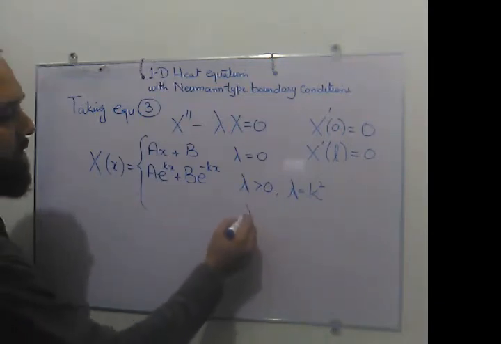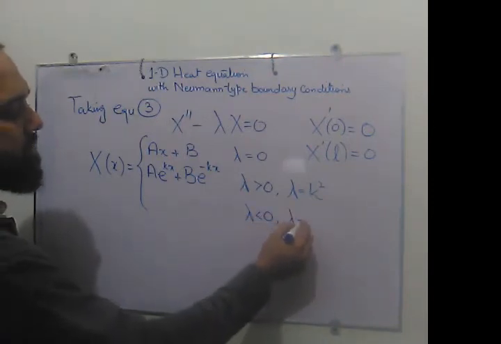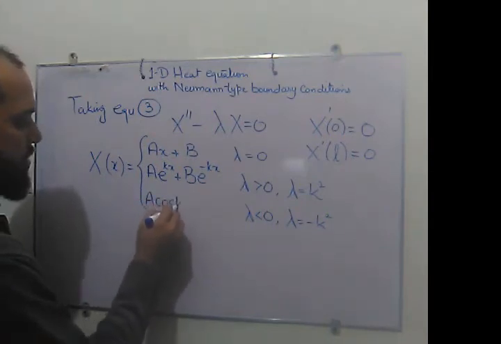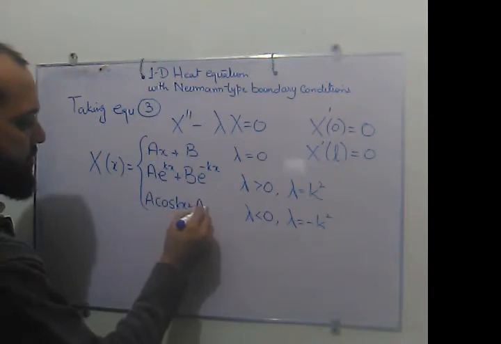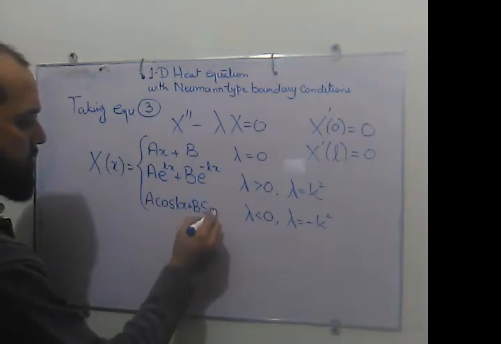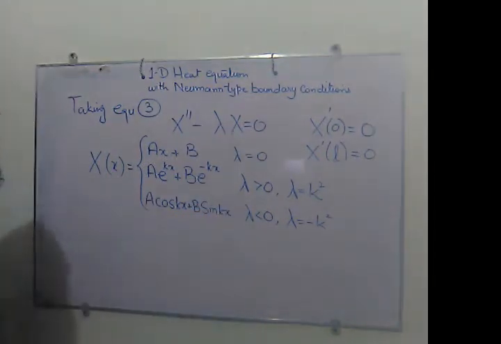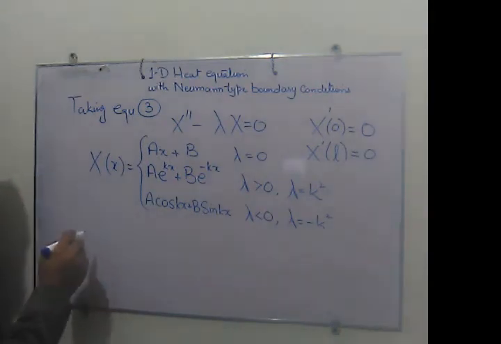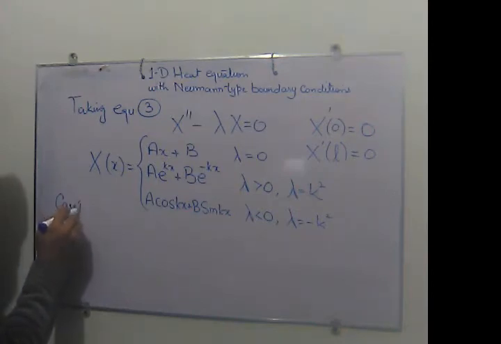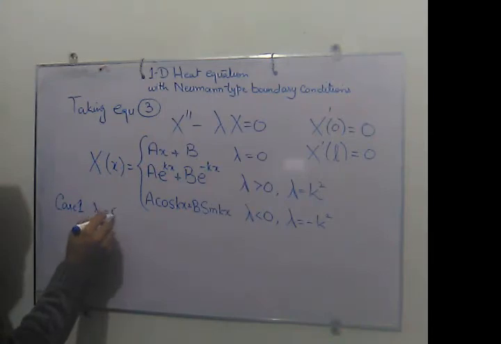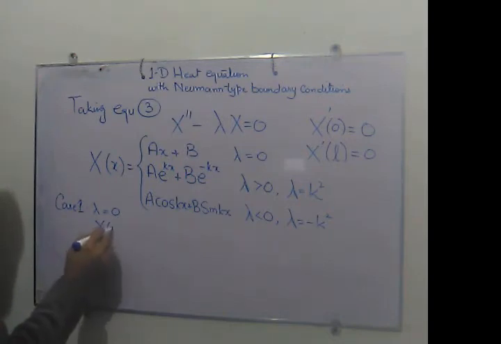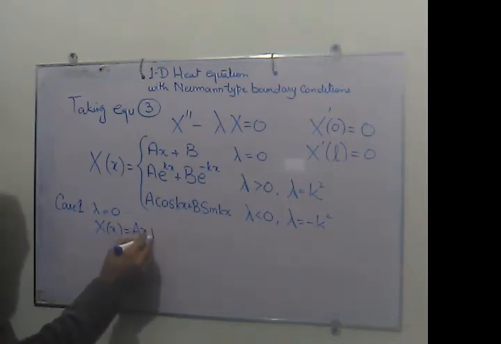And for the third case, when lambda is less than 0, we take lambda is equal to minus k square, then the solution would be like cos and sine. Now we see one by one all three cases. For example, case number 1 is when lambda is equal to 0. When lambda is equal to 0, then the solution will take the form ax plus b.